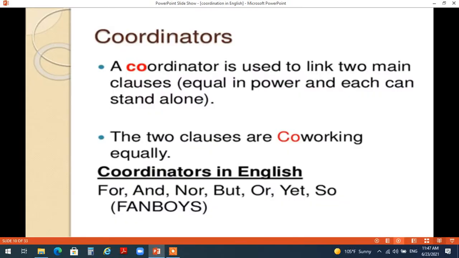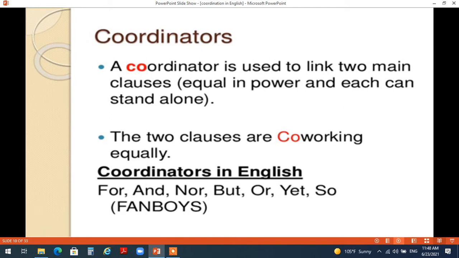Now, coordinators, what do we mean by a coordinator, or what is the function of a coordinator? A coordinator is used to link two main clauses which are equal in power and each can stand alone. So this is the function of a coordinator, إنه يربط ما بين عبارتين فعليتين مستقلتين وتبقى كل عبارة محافظة على أهميتها وقوتها وفعاليتها. كذلك ممكن أن تستخدم كل عبارة على حدة وبشكل منفصل ويكون لها معنى مستقل متكامل تماما. The two clauses are co-working equally. إذن في حالة استخدام الكوردينيشن أو الكوردينيترز تبقى هذه العبارات الفعلية المترابطة تعمل معا بتناسق وبشكل متساوي.